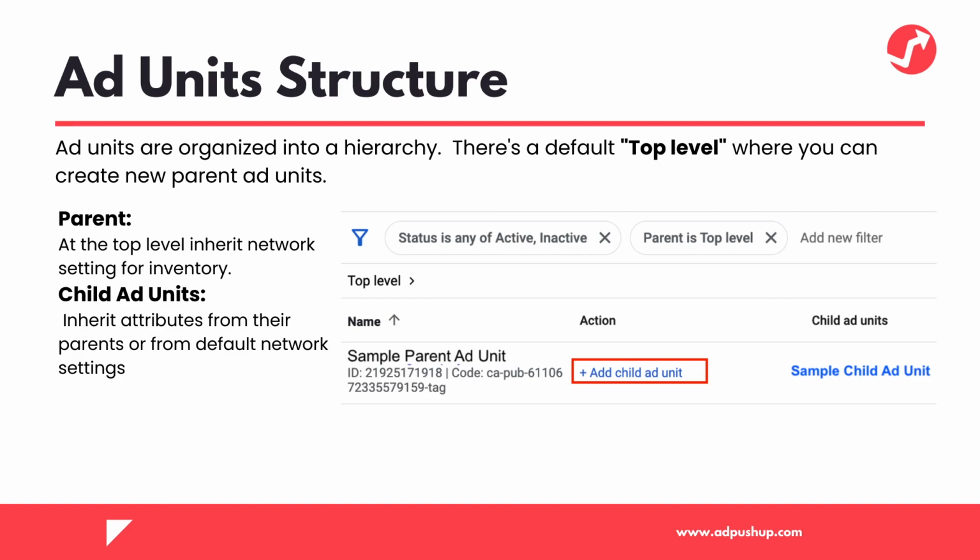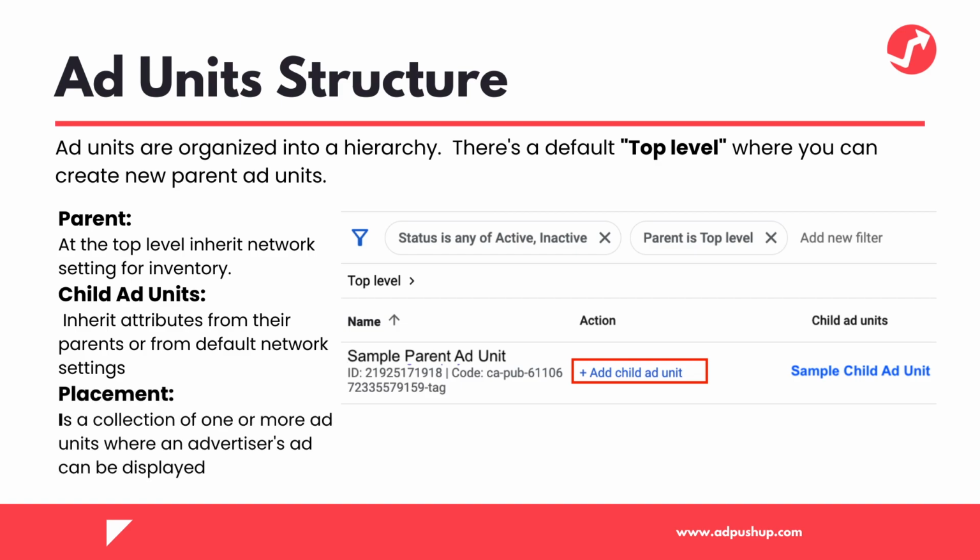As you can see on the screenshot, the parent ad unit is always on top and is created by default. You always have the first one created. And then under actions, you can add child units under that parent ad unit. Depending on the version of GAM that you have, you will be able to have different levels of child ad units. The last thing that we're going to see is placement.